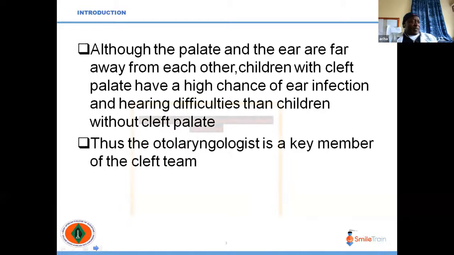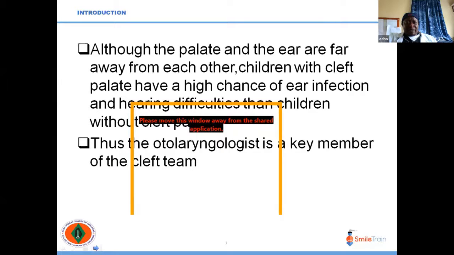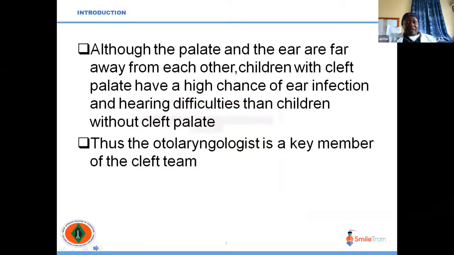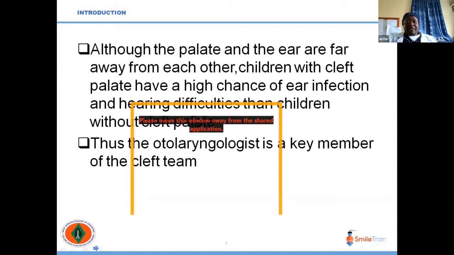Children that are born, so to begin with, cleft lip and palate is a congenital orofacial anomaly, and it causes a lot of psychological stress to both the family and to the patient. And as we all know, the patient is going to undergo a series of operative procedures over the course of time. Even though to the layman, the palate and the ear are far away from each other, children with cleft palate have a higher incidence of ear infection. And with the ear infection comes difficulties with hearing. And since children learn how to speak by hearing, you will understand with me that a child that cannot hear well will have difficulty speaking well.